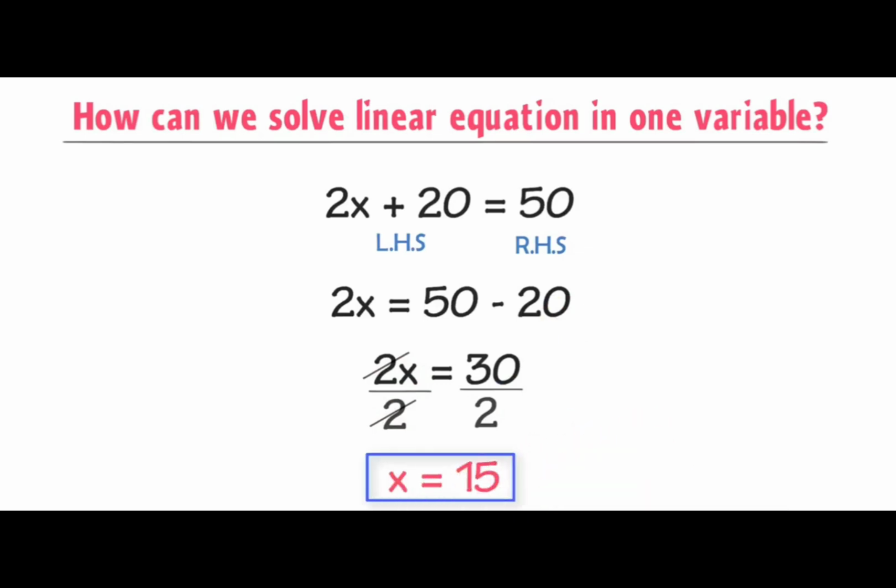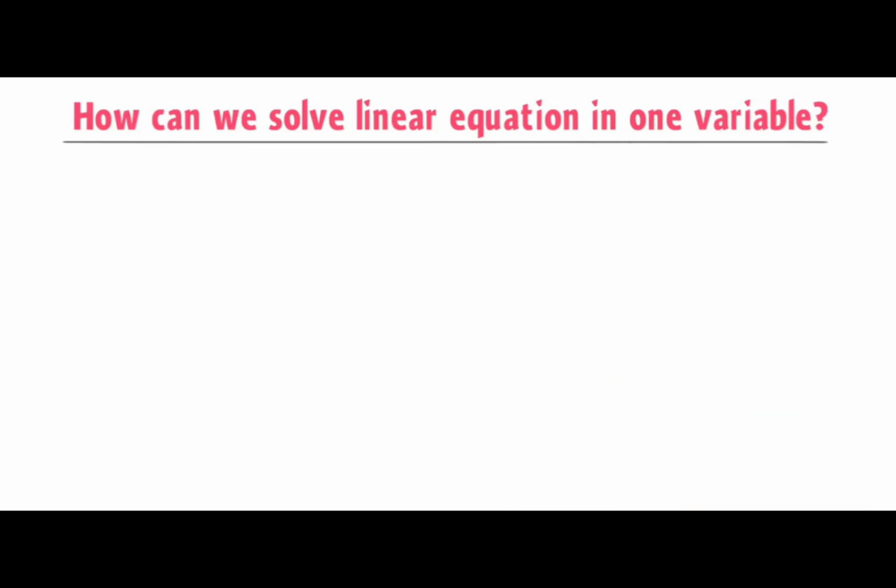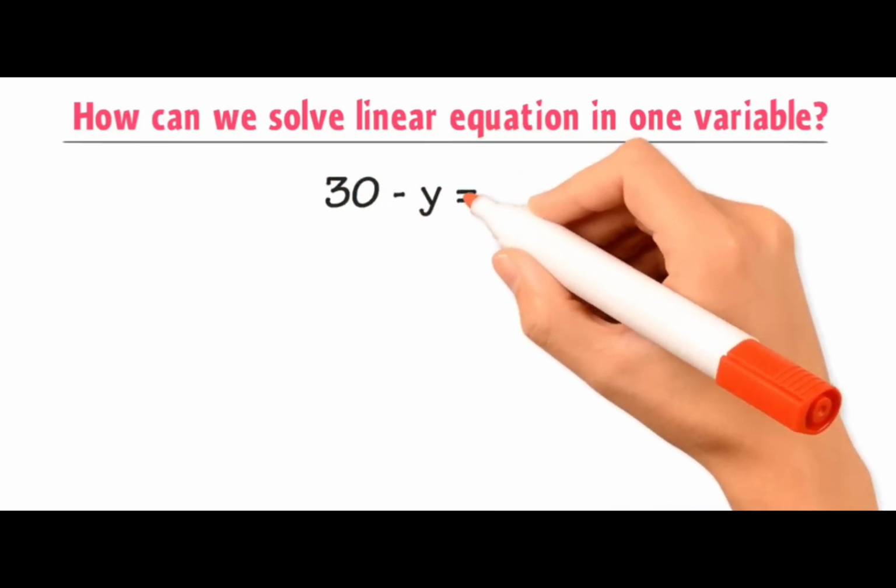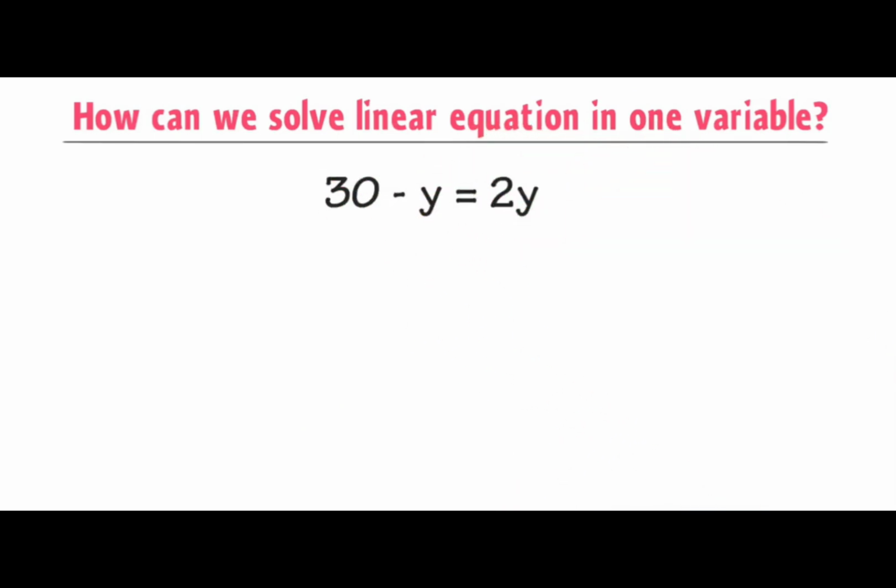Now, let me give you another example. 30 minus y equals 2y. We know that there are 3 terms in this equation, but there are 2 terms in which there is the same variable, I mean y.